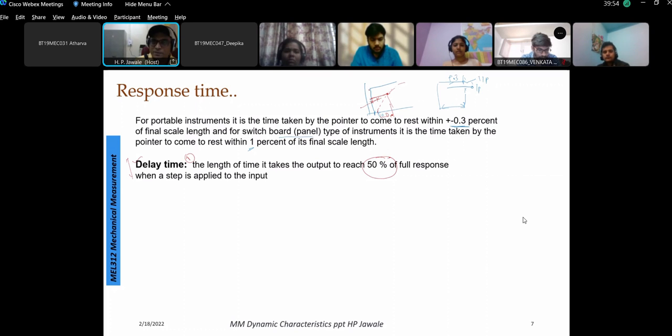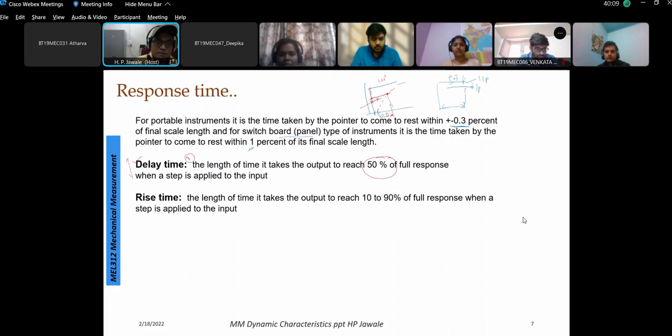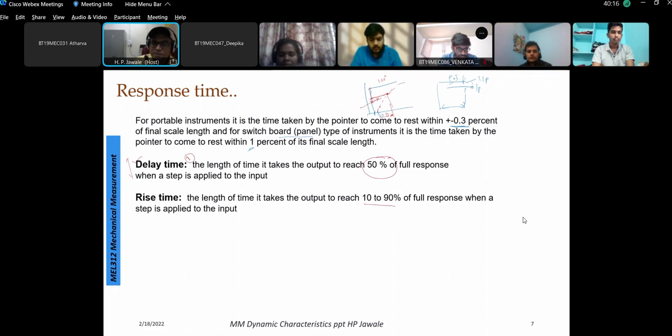It is possible if I am applying a sudden input, the step input, because then I know the true value of the system, suppose 100 degrees Celsius. Now the thermometer is going to catch up with time and show around 50 degrees Celsius. I will call that the delay time, right? Then the rise time is the length of time it takes the output to go from 10% of the input to 90% of the input. When it takes that time here, I will call this D2.